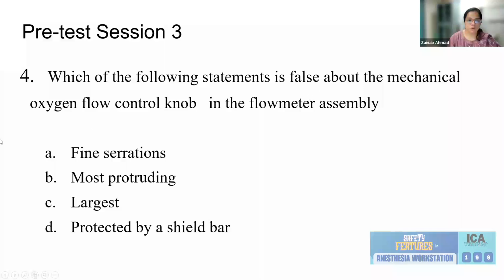So coming to question 4, which of the following statements is false about the mechanical oxygen flow control in the flow meter assembly? Option A, it has fine serrations; option B, most protruding; option C, it is the largest; and option D, it is protected by a shield bar. 10 seconds left. And the time is over.